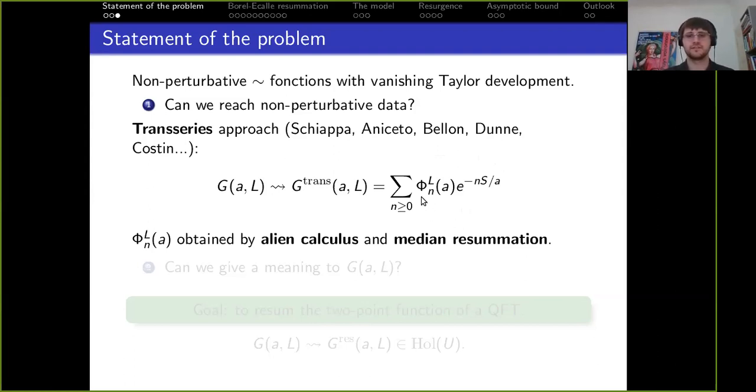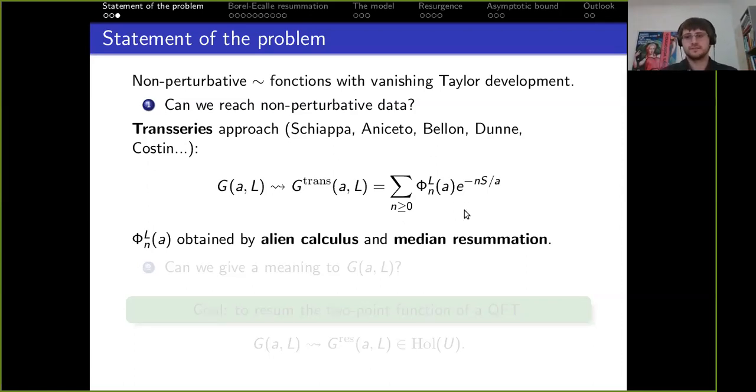Now, the key point is that those big phi n, you can actually obtain them from your initial perturbative series using the whole machinery that in particular Ecalle has developed, called alien calculus, median resummation, and other parts of resurgence theory. The philosophy of how to get those objects is that they are actually encoded into the asymptotic behavior of your perturbative series. So the perturbative series starts from this information in its asymptotics, and in more involved cases, asymptotics of asymptotics, and so on and so forth.